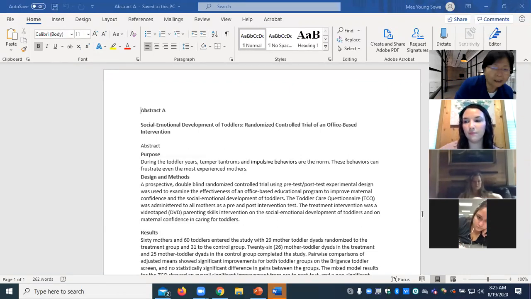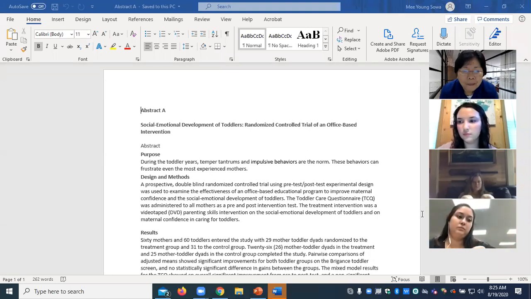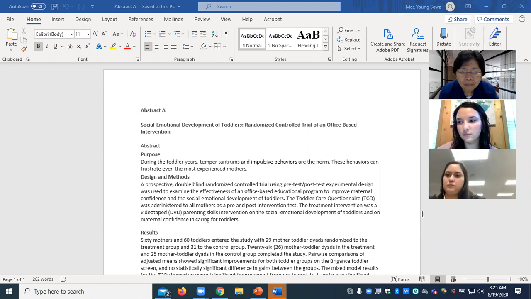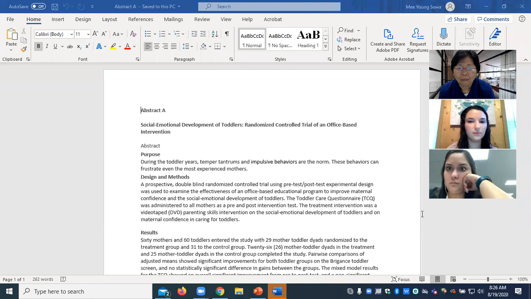And if you go to the next section, I'm going to ask other people to read it, okay? Brianna Crumley in Athens, can you go to the design and method section? Can you read, please? A prospective double-blind randomized controlled trial using pre-test, post-test experimental design was used to examine the effectiveness of an office-based educational program to improve maternal confidence in the social emotional development of toddlers. The toddler care questionnaire was administered to all mothers as pre and post intervention tests. The treatment intervention was a videotaped parenting skills intervention on the social emotional development of toddlers and maternal confidence in caring for toddlers. Thank you.